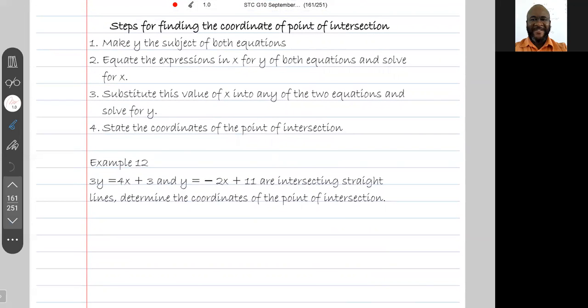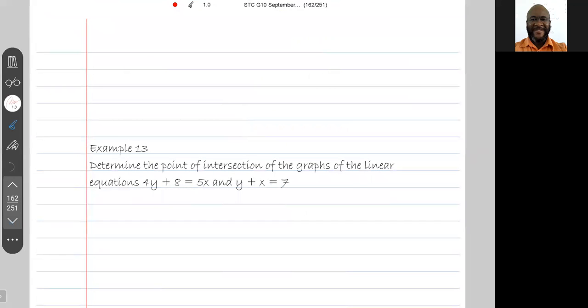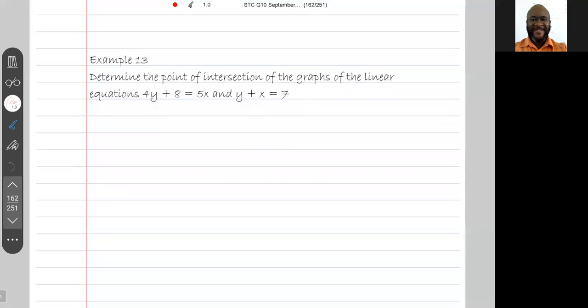Hear this. Steps for finding the coordinates of the point of intersection. 1, make y the subject for both equations. 2, equate the expressions in x for y of both equations and solve for x. 3, substitute this value of x into any of the two equations and solve for y. 4, state the coordinates of the point of intersection. All right. Just saying that, you might not understand fully, but let me do it and then you should understand better. So there is example 12, which I'm leaving for you. I'm doing example 13.